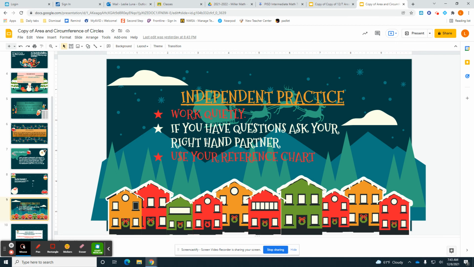So you're going to solve that one, and then you're going to continue on with your independent practice. Okay, you're going to work quietly. If you have questions, ask your right-hand partner. Okay, so the person sitting to the right of you. If you don't have somebody sitting to the right of you, ask the teacher who you can ask for help. Okay, make sure you use your reference chart on your independent practice, and make sure you are using WTF, substitute, and solve on each one of those problems. I am going to be looking for this. If you do not have this, you do not get full credit for the problem. Okay, so you need to make sure you have this for each independent practice problem.